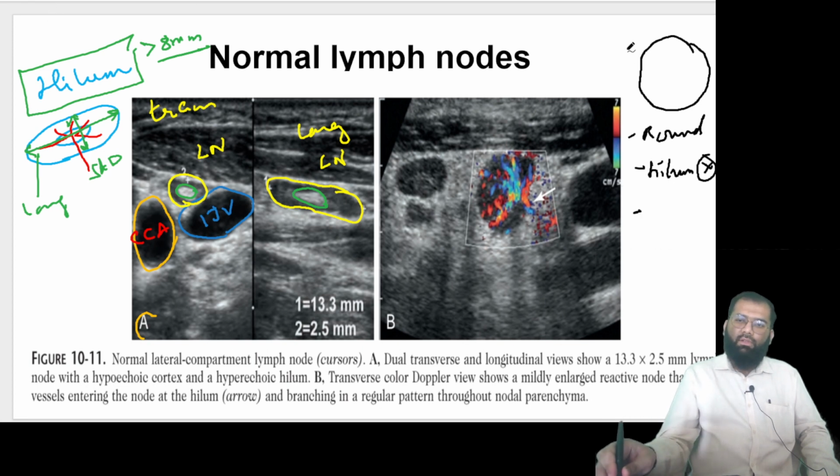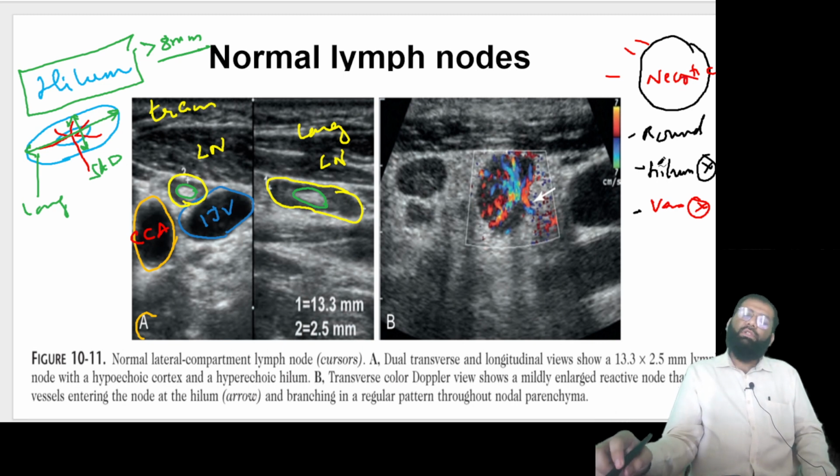And suppose you see vascularity outside, but there is no vascularity within lymph node. So if suppose the vascularity is lost, in this case, this lymph node is termed as necrotic. Necrotic lymph node. Okay. Now, there are multiple causes of necrotic lymph nodes, including very important, which is tuberculosis. But this is how you look at the lymph nodes.